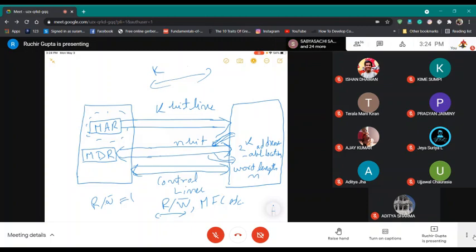So this MFC signal will tell the processor that the memory function is complete. MFC stands for memory function complete. So after asserting this MFC signal, the processor understands that memory has done its work. So now there is data available over the data lines, so I should copy it to the memory data register. Make sense?